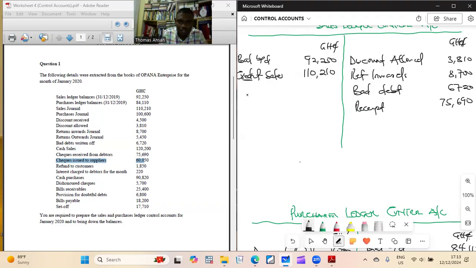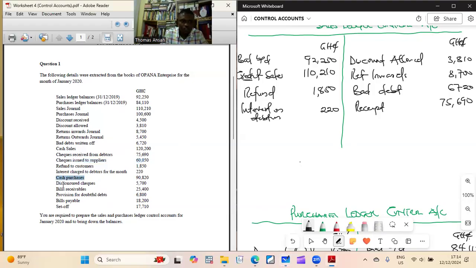So now, if we are refunding, it probably means that this money was an overpayment. We are refunding how much of that? 1850. All right, so that is that. Then interest charged to debtors for the month. So that also means that if there are any overdue, that one should increase their money that they are owing us. All right, that is 220. So basically, that is that.